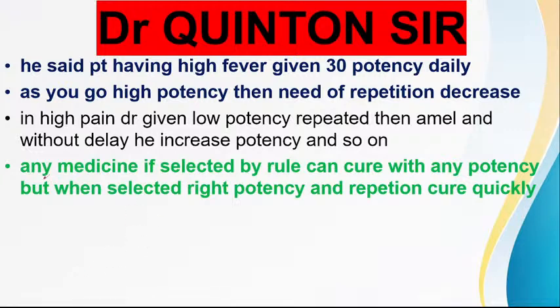Now what he has done is the same as Dr. Ross sir has said; the same idea applies to Dr. Quinton sir also. He said that in high fever, in cases of continued fever or chronic fever, Dr. Quinton sir usually repeats the 30 potency medicine daily. So potency is basically his choice, but what we can learn from here is the repetition. Dr. Quinton sir has the same idea, that in cases of high fever, the chance of repetition is increased.